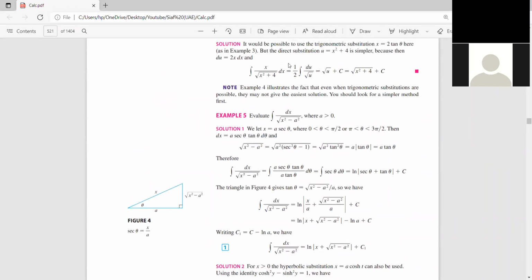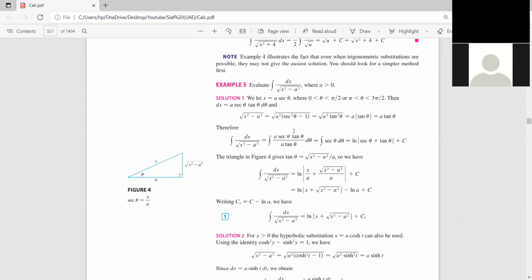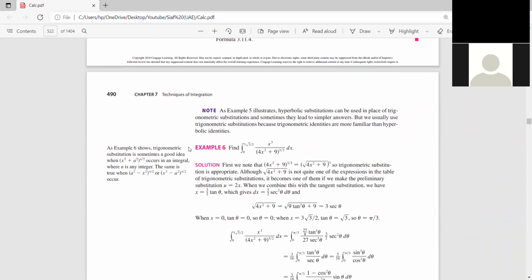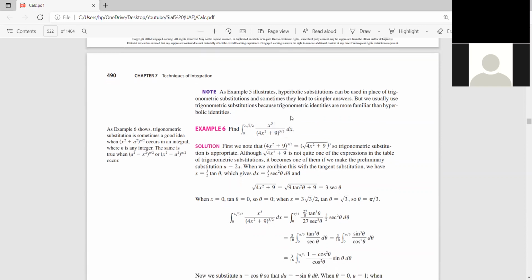Okay, so we have done this question. Now we can do this one or this one. This one seems a little bit difficult because it has limits as well. So let's try this one. x cubed over 4x squared plus 9.